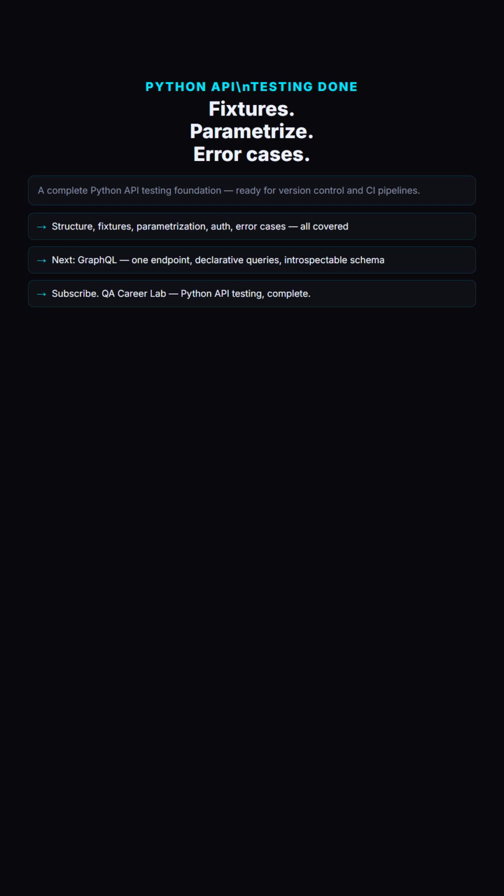You can parametrize across datasets to get broad coverage from a small amount of code. You can test error cases deliberately: the wrong credentials, the missing fields, the unauthorized access, not just the happy path. This is the skill set that makes a QA engineer genuinely effective at API testing, not just capable of sending requests. In the next video we move to GraphQL.